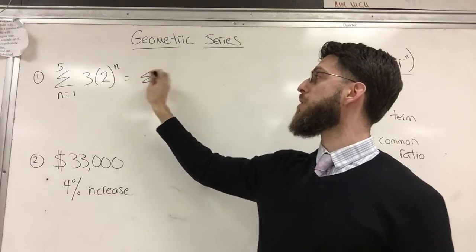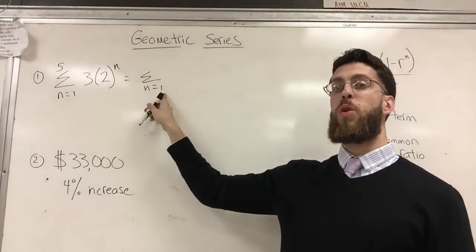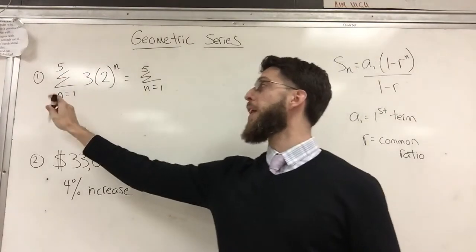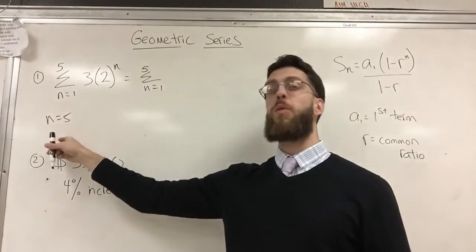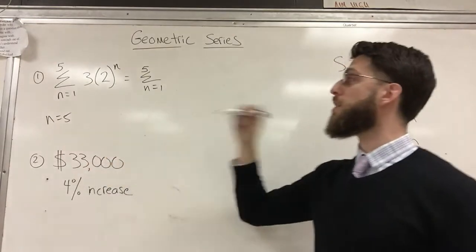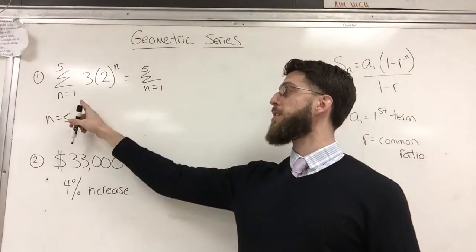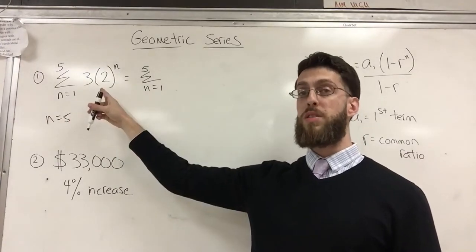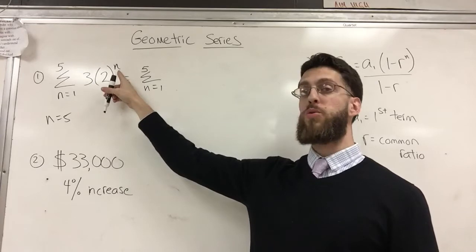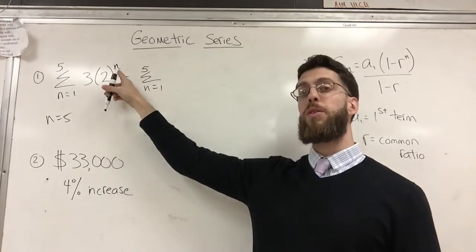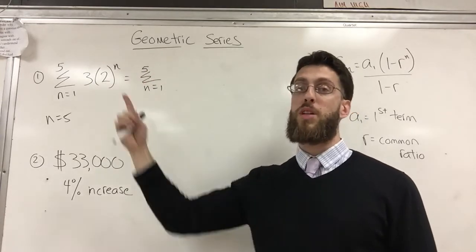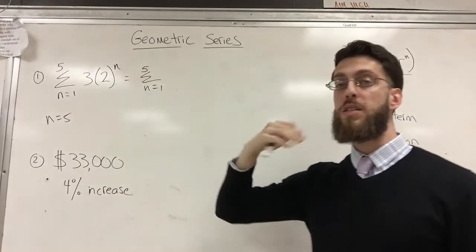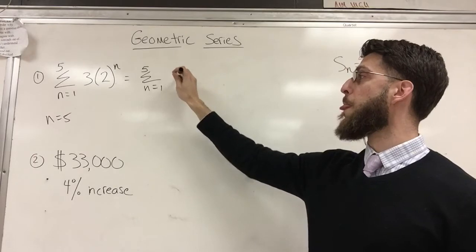I'm going to find the sum from n equals 1, that means the first term, to the fifth term. So right away I know that n is going to equal 5, meaning I want the sum of the first 5 terms. First term means I take n equals 1 and plug it in wherever I see n in my explicit formula. 2 to the first power is 2. I'm following PEMDAS, so I do exponents first. 2 times 3 is 6. So my first term is 6.